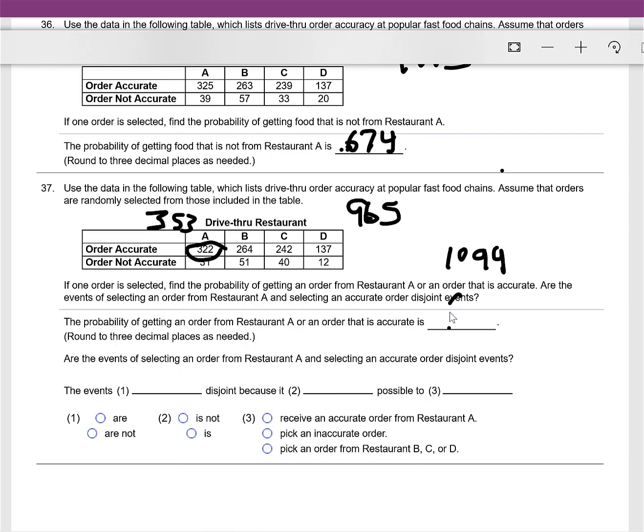So this is 0.906. Now the question is, are the events disjoint? And they're not disjoint because it is possible to receive an accurate order from restaurant A, which is the 322 right here.